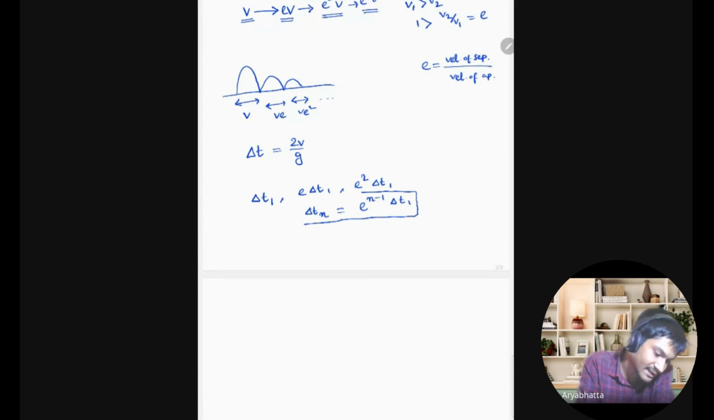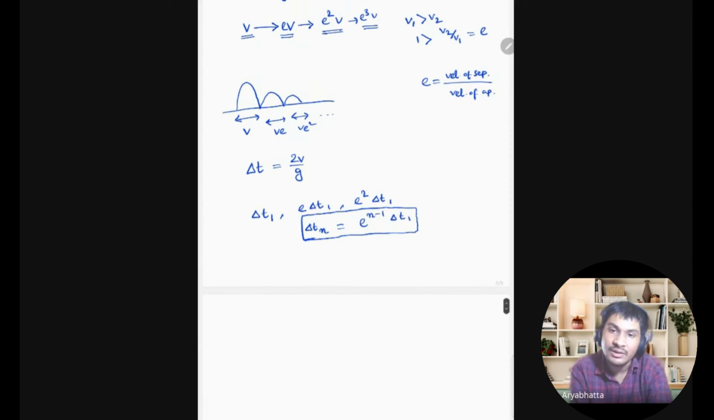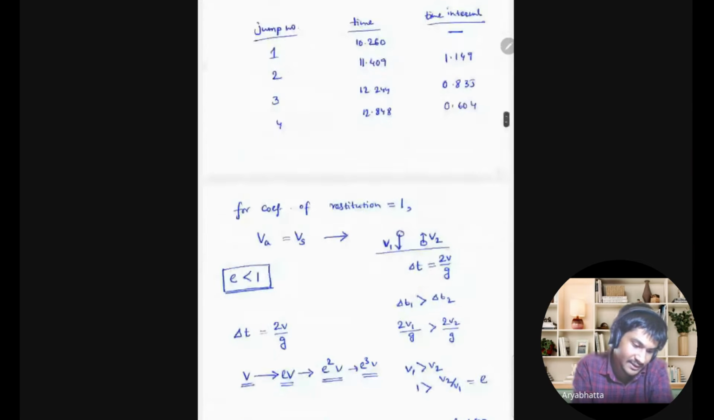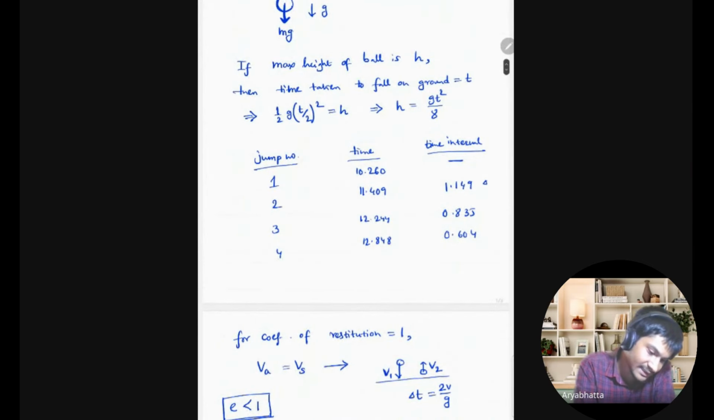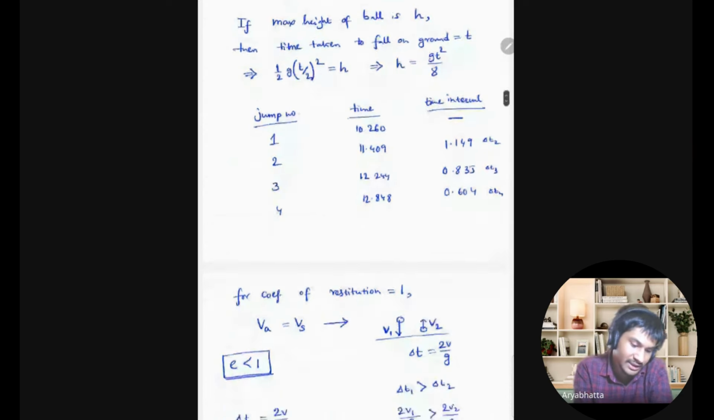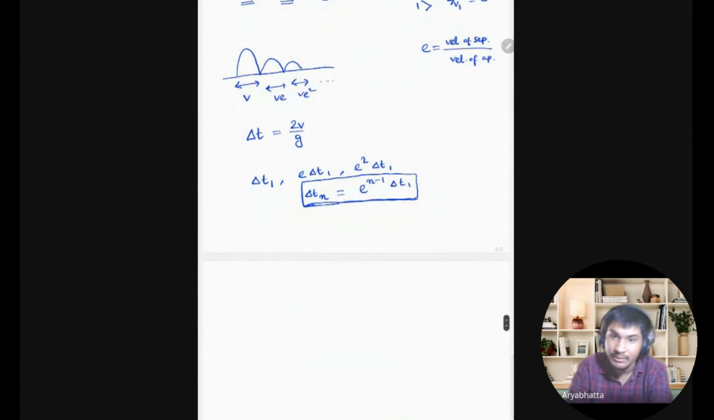This is the general time interval of nth collision. Now, there are two ways to solve after we obtain this relation. See, we have obtained delta t2. We have delta t3, delta t4. Now we can do two things. We know that they will be in GP.